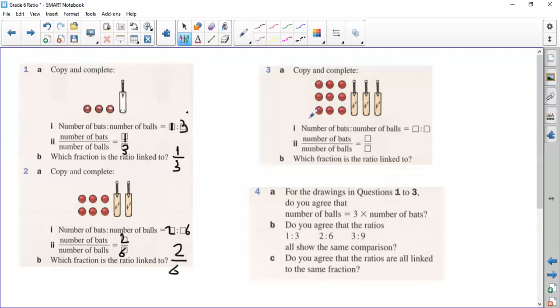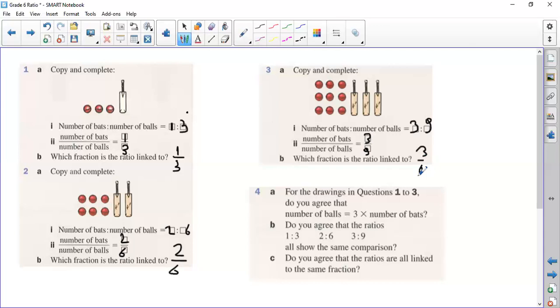Okay, at the third one, again, this kind of example, we have to find the ratio for the number of beds to the number of balls. The number of beds in this one is 3 and the number of balls is 9. So as a fraction, it will be 3 over 9. Okay, this is linked to 3 over 9.